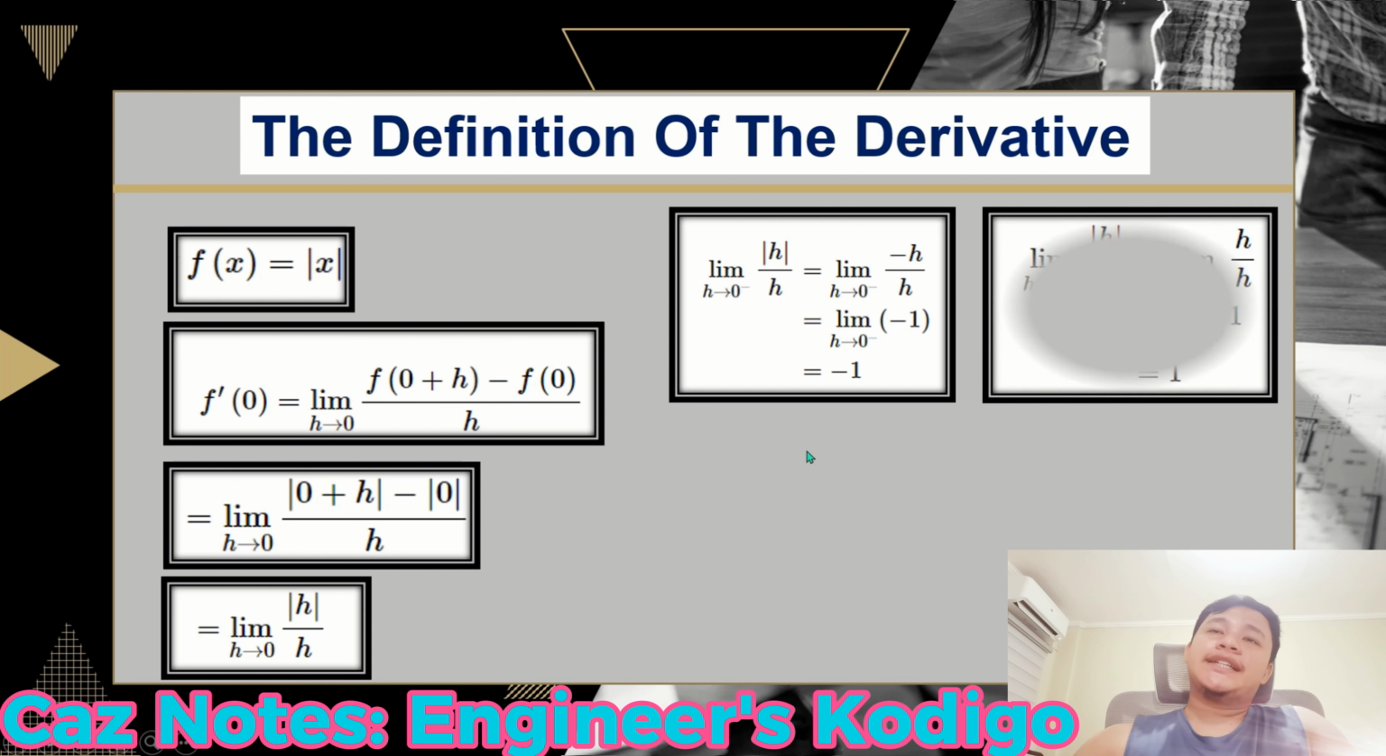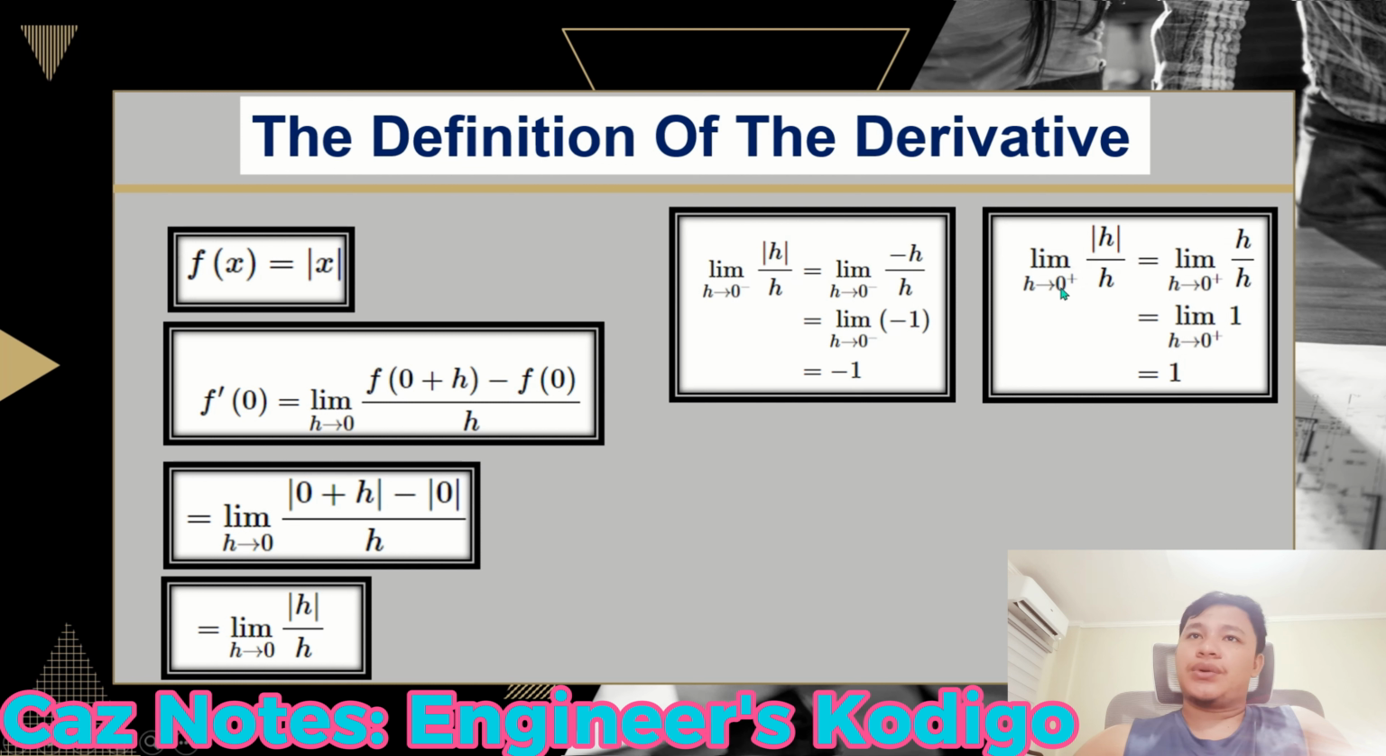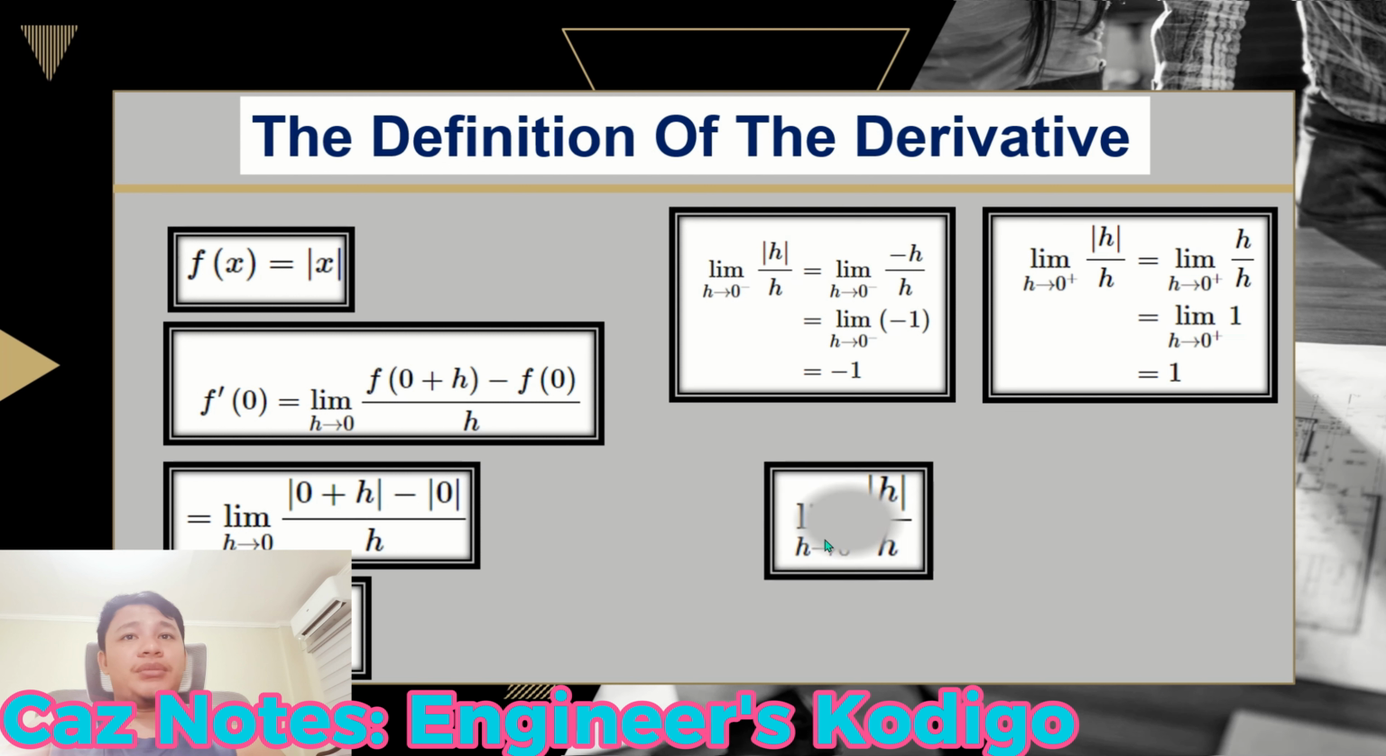Okay, now let's have the right-hand side limit. Right-hand side means a very small number, but it should be positive. So the absolute value of a positive number is always positive, divided by a positive h, then h divided by h is simply equal to 1. So as you can see here, the left-hand side and the right-hand side limits are not equal. So take note from our previous discussion about one-sided limit: to evaluate a normal limit, if the left-hand side and the right-hand side limits are not equal, that means that the normal limit does not exist, right?